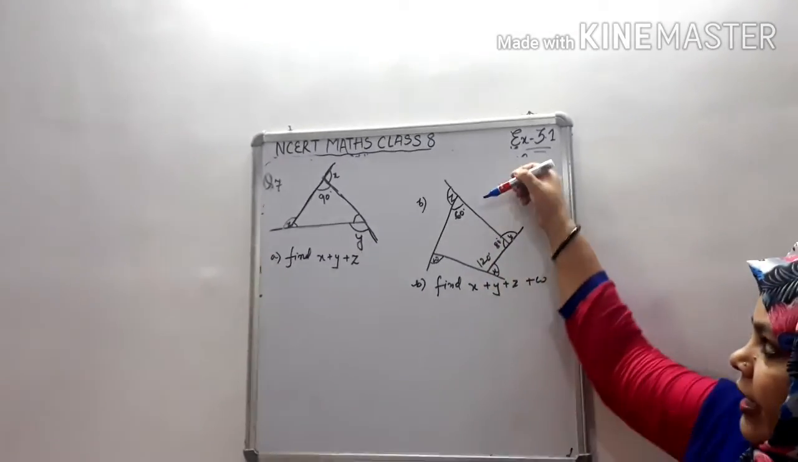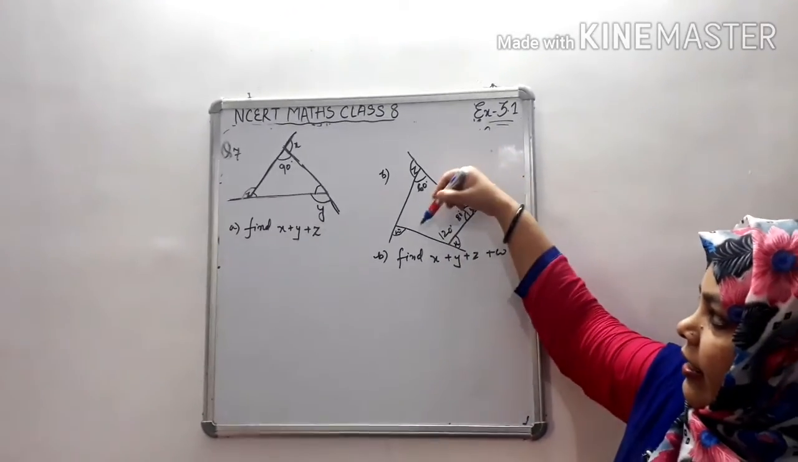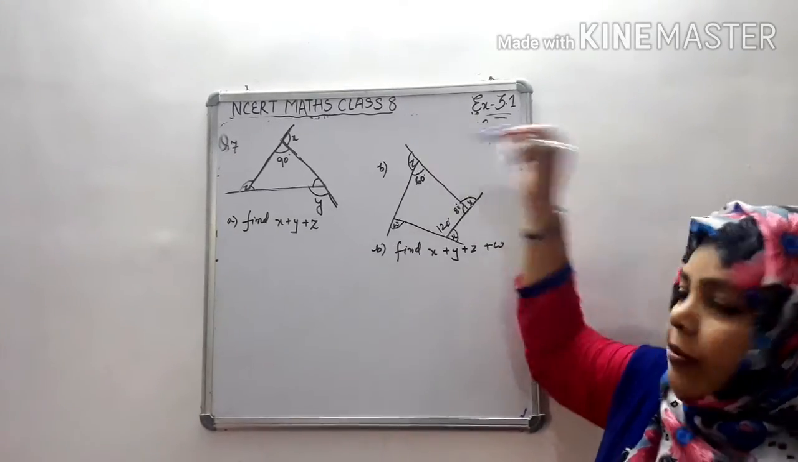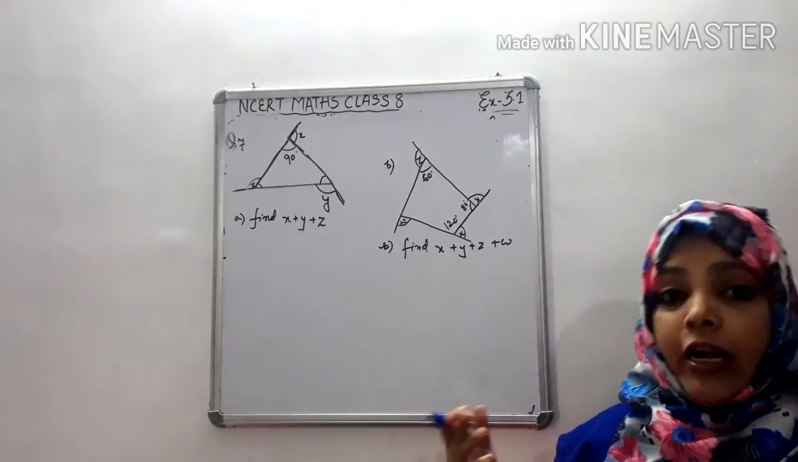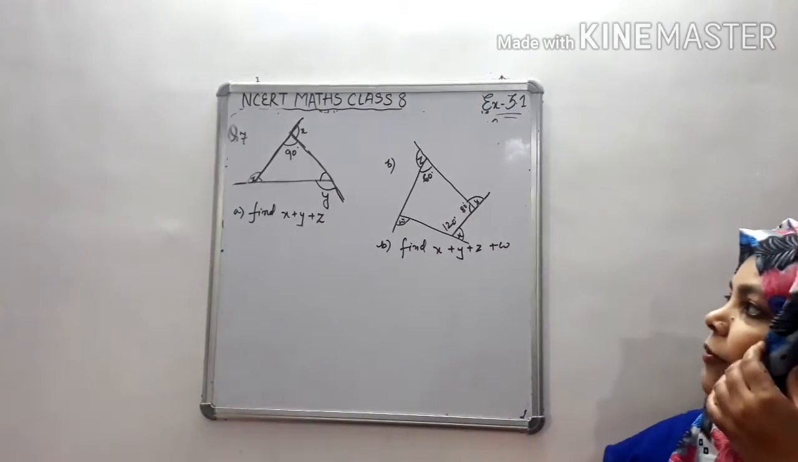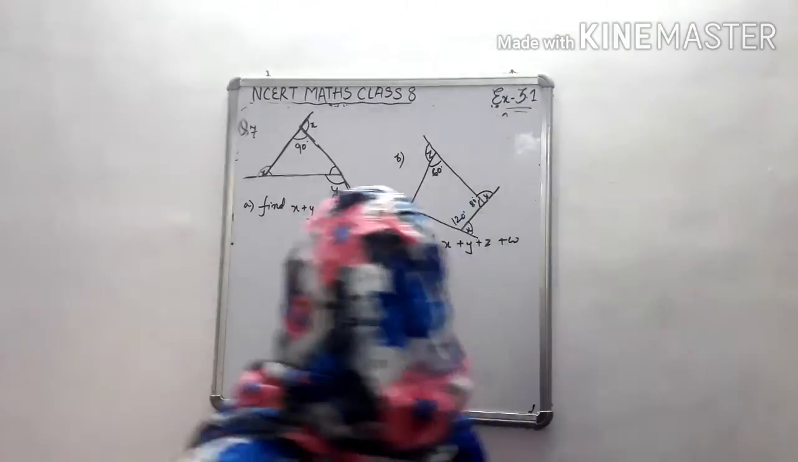Similarly here also, the value of x, the exterior angles are x, y, z, w. If you add the value of x, y, z, w, then what will be its value? Okay, this we have to find out. Let's see. First of all, z.